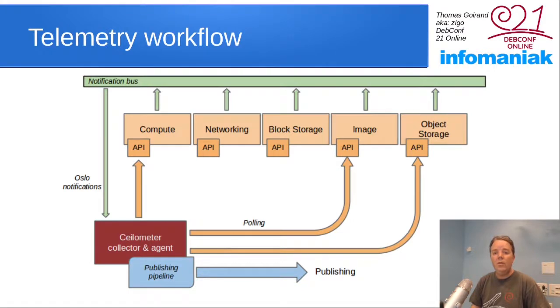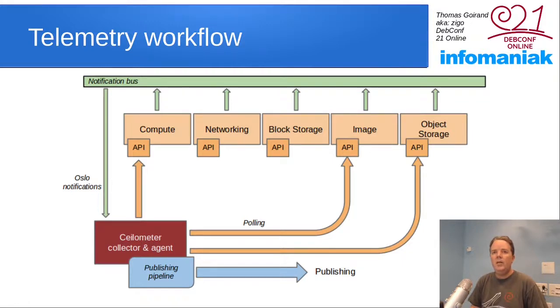Here's a quick overview of the telemetry project. So the notification bus that you see in green above is in fact a RabbitMQ cluster. Each of the OpenStack API components can send notifications through that bus. Ceilometer also does some polling of the APIs like compute and images and storage to know how many resources you've used. Then the Ceilometer notification agent picks up every message on that notification bus and then sends all the metrics to Gnocchi. That's the publishing pipeline that you see in blue below.